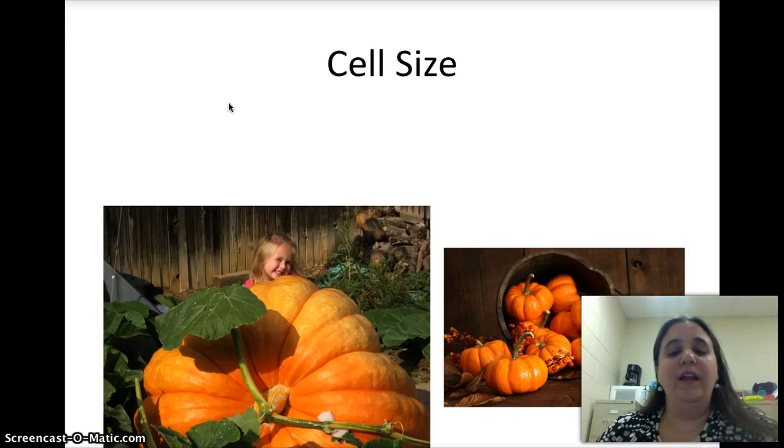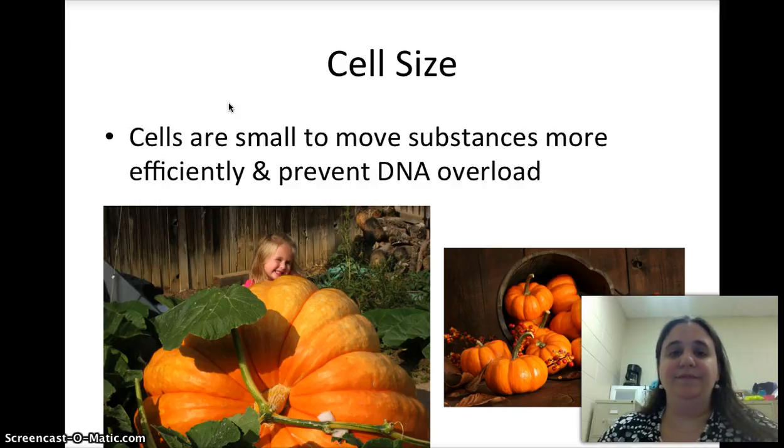Okay, so the point is that the larger pumpkin is made up of the same size cells as the smaller pumpkin. The only difference is that the larger pumpkin, since it's larger, has more cells. So another example would be a mouse has the same size cells as an elephant. Which one has more? Of course, the elephant.